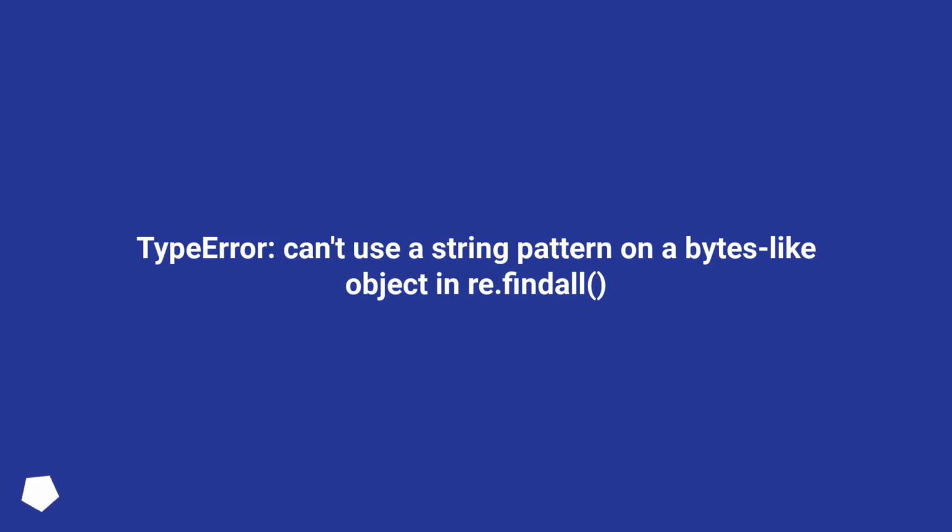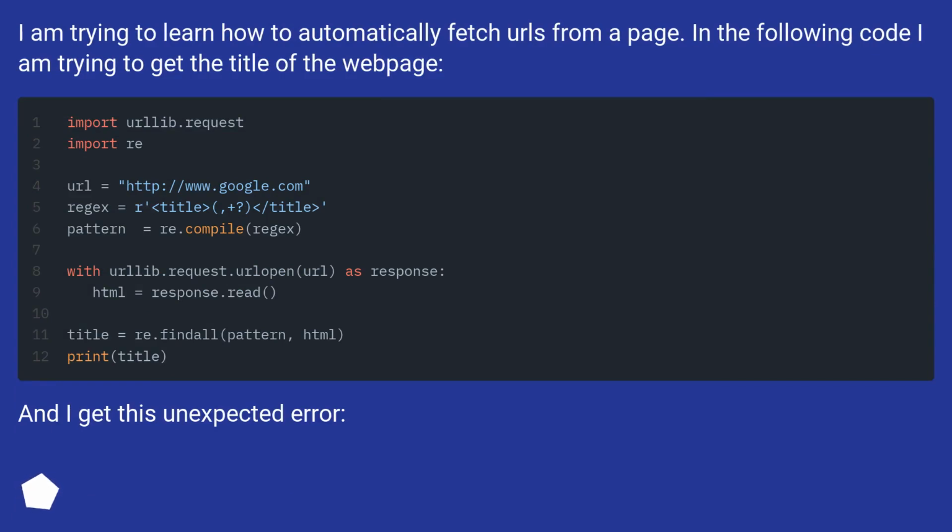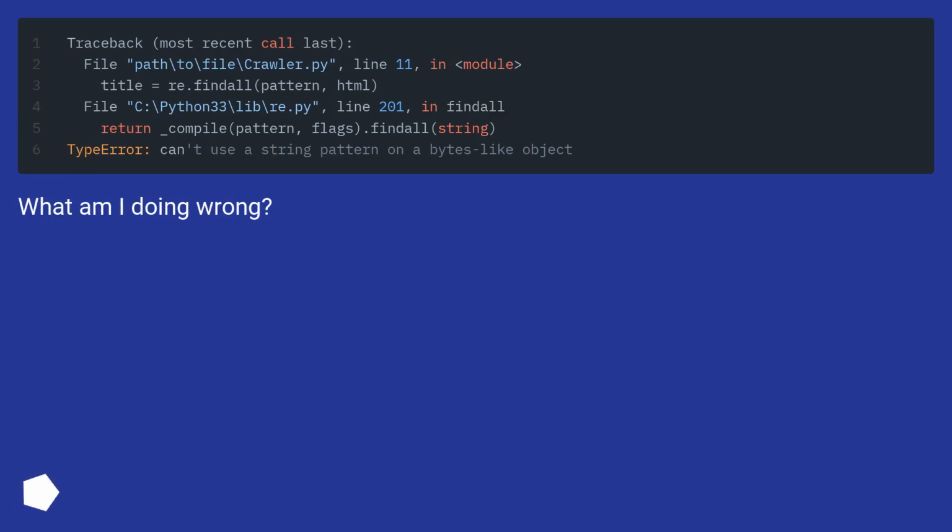TypeError: can't use a string pattern on a bytes-like object in re.findall. I am trying to learn how to automatically fetch URLs from a page. In the following code I am trying to get the title of the web page. And I get this unexpected error. What am I doing wrong?